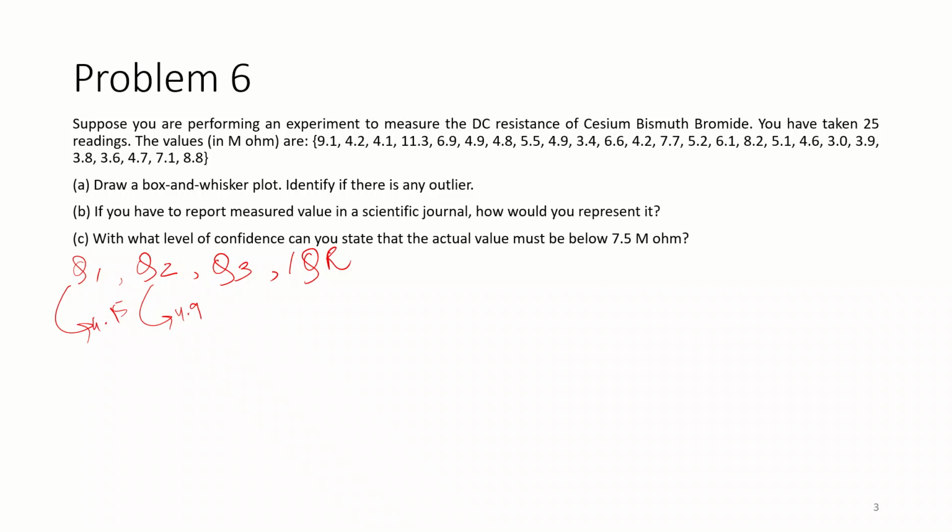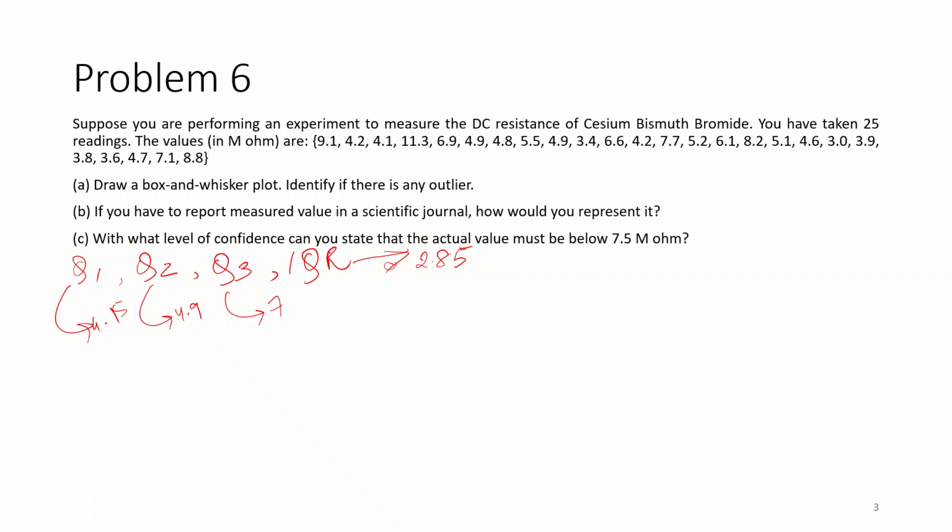Then Q3? Q3 is 7. How did you get it? 6.9 plus the average of 7 points, divided by 2. The IQR? 7 minus 4.15, 2.85.